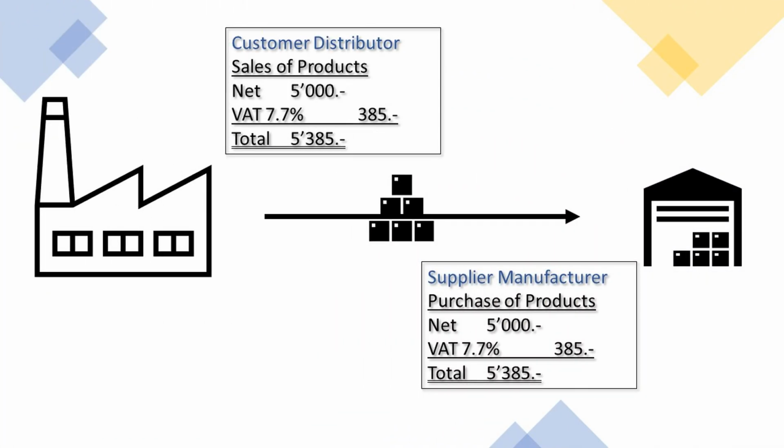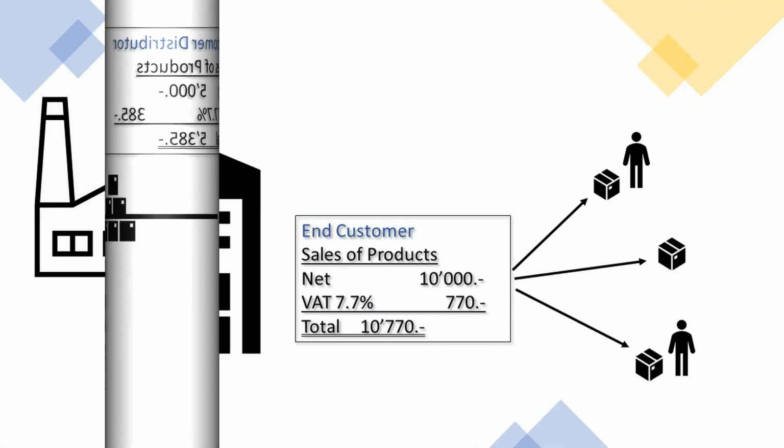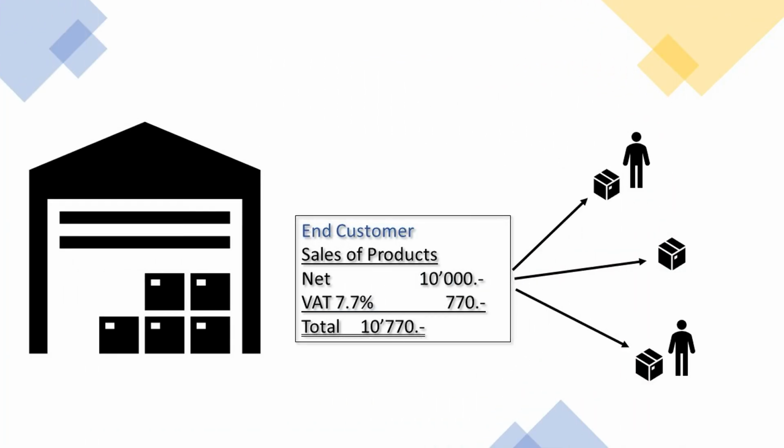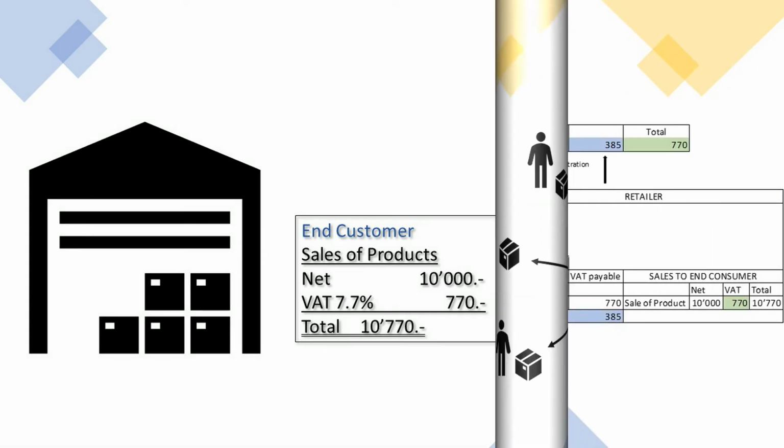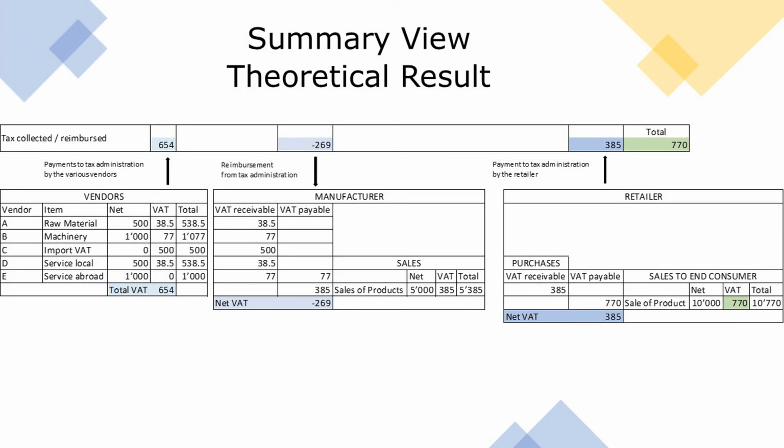Let's examine the next step of the supply chain. The distributor receives the invoice from the manufacturer and records the VAT amount on the VAT receivable. Eventually, the distributor is selling the aluminium bottles to end consumers and records VAT payable of 770 Swiss francs. So let's have a look at the final summary of the supply chain.